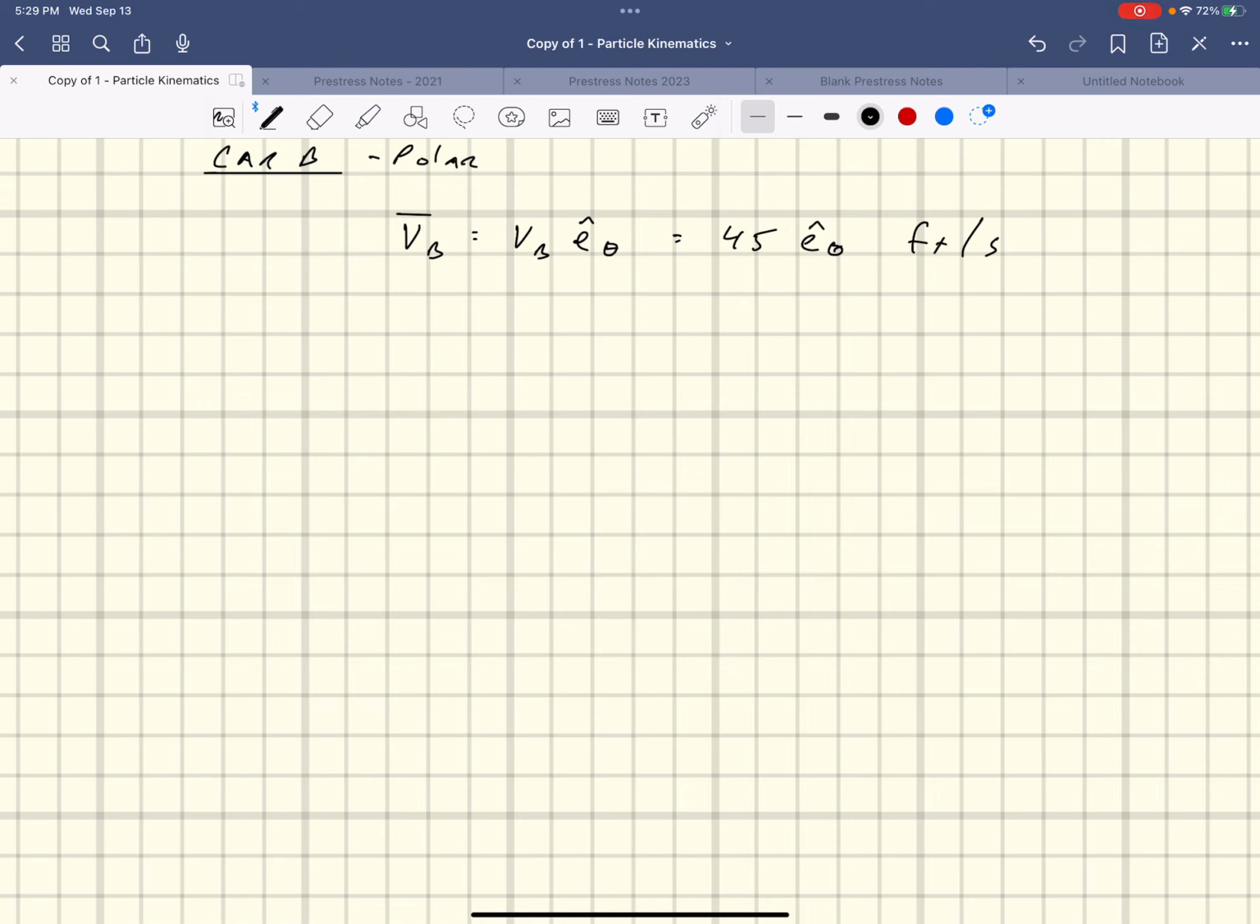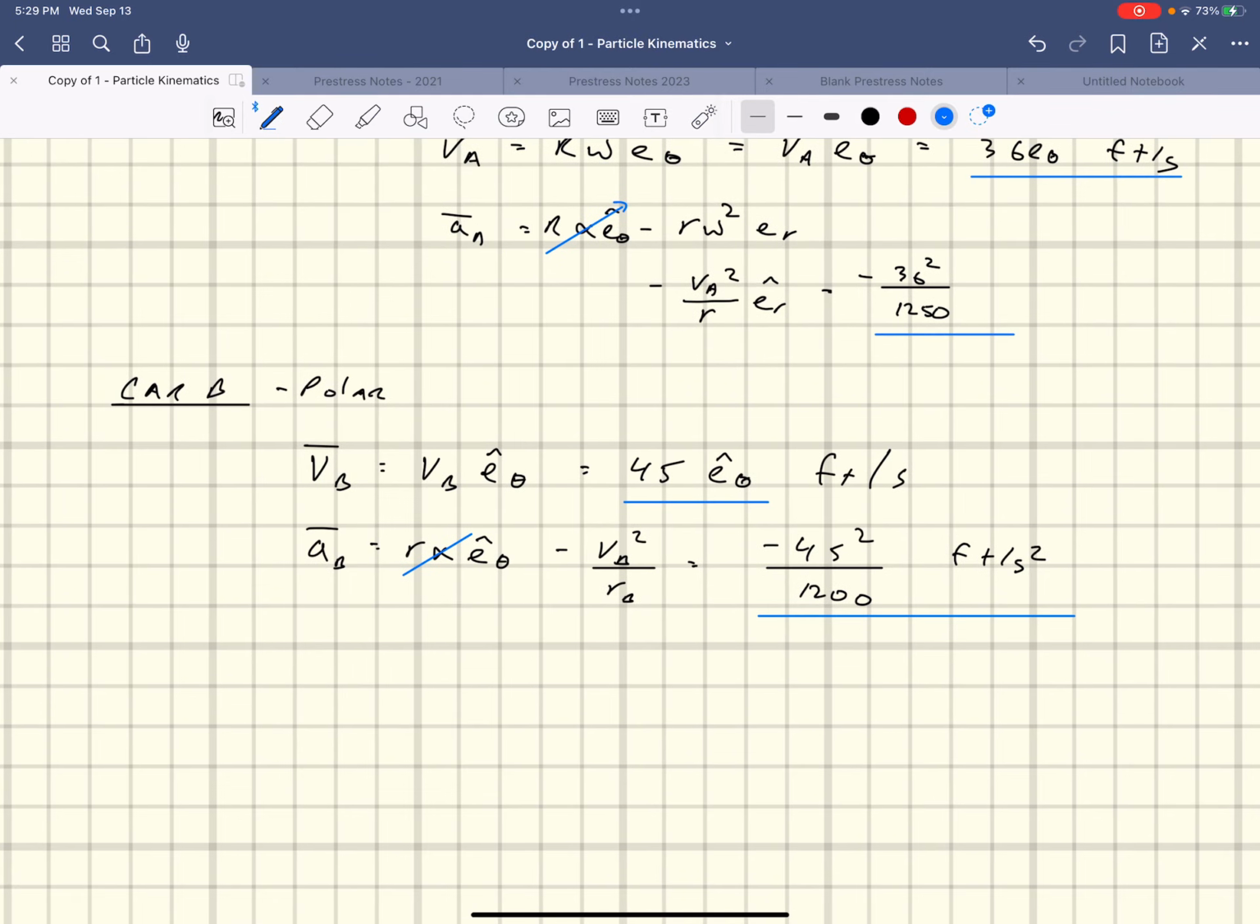Same thing with acceleration. Acceleration of B. Technically, there's an R alpha term, R alpha in the E theta direction. Again, this is just going to be 0 because there is no acceleration of that car. Minus VB squared all over RB. So this is going to be negative 45 squared, and then RB is 1200. This will be feet per second squared. Okay, so that's the velocity of B, the velocity of A.